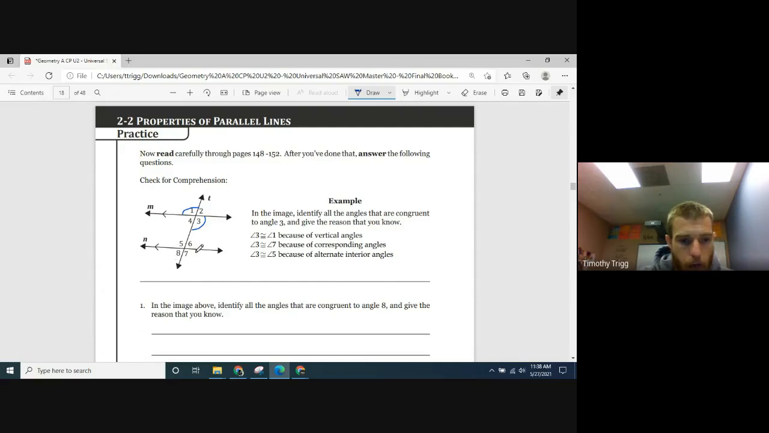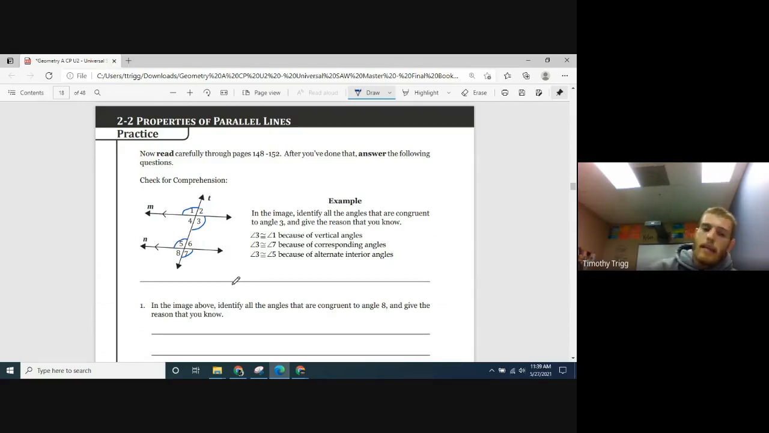What about over here? Do we see any angles that are open the same amount as angle 3? Well, you could see angle 7 and angle 3. These are clearly open the same amount, right? These corresponding angles here are open the same amount. So those are going to be congruent. And also angle 5.